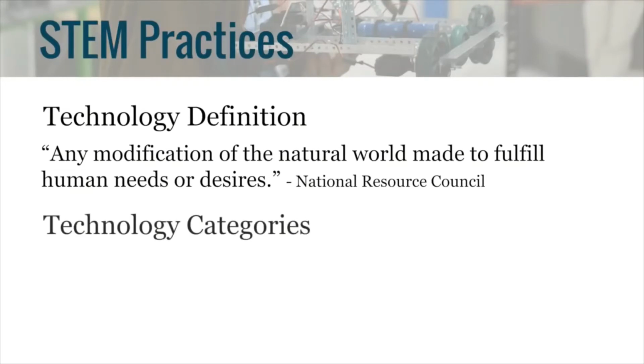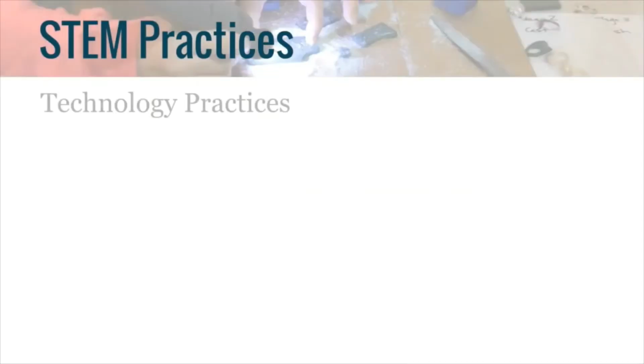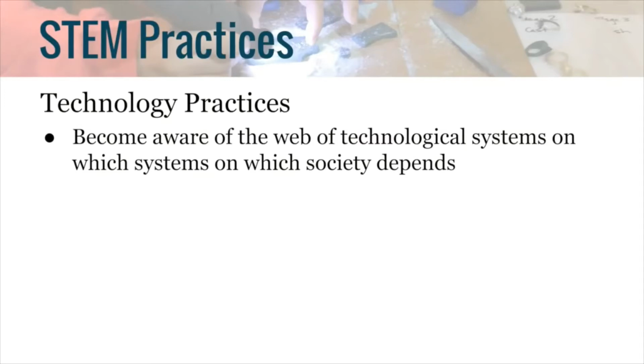The book categorizes technologies into 6 groups that help students understand the world they live in. They are transportation, construction, electricity, medicine, food and water, and communication. So here are the technology practices. Practice 1. Become aware of the web of technological systems on which society depends. For this practice, help students to think more broadly about technology and emphasize how technologies created by humans are here to serve our needs and desires.